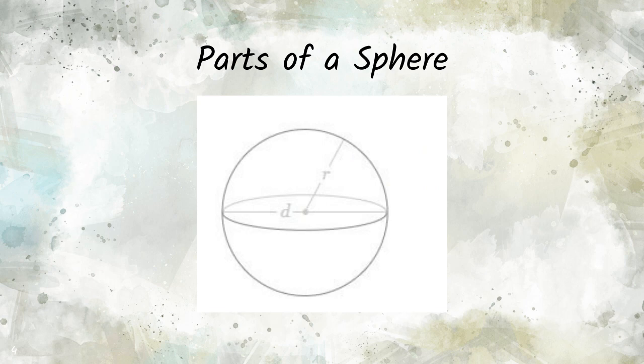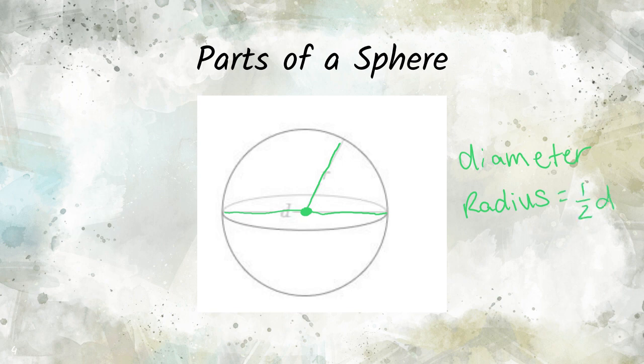So the first thing that we need to know are the parts of the sphere. If you have that line that goes all the way across, that is called your diameter. So the diameter goes all the way across. If you have that it starts from the center of the circle and goes to one side, that would be the radius. So those are the two things that we need to know. Notice that the radius is half of the diameter. Half of the diameter is the radius.